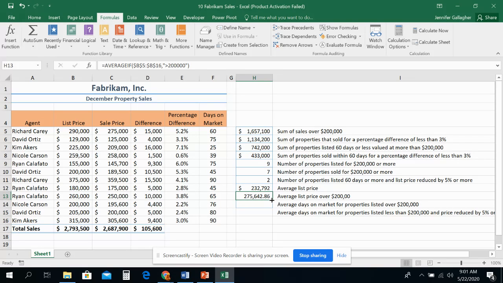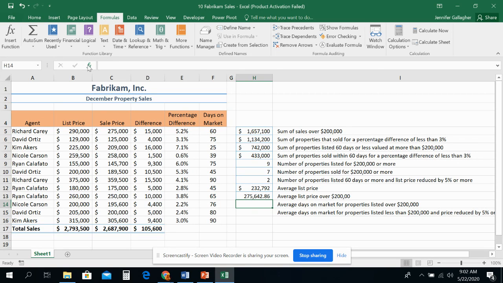I could do less than 100,000 if I wanted to, or less than 200,000 if I wanted to see houses that sold on average for less than 200,000. But it's still criteria, which makes it different between the regular average that we've done so many times and the AVERAGEIF. Now this AVERAGEIF is going to be a little bit different, because this is going to be looking for the average days on the market for properties listed over $200,000. So I am looking for the average number of days. I'm not looking for a price anymore.